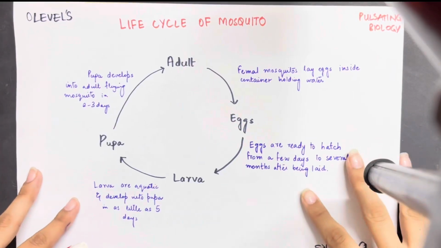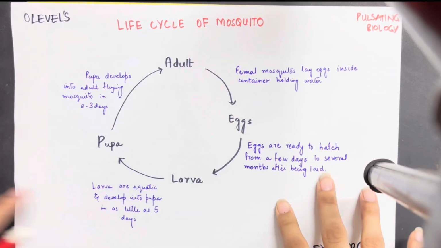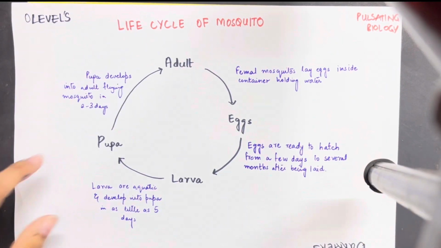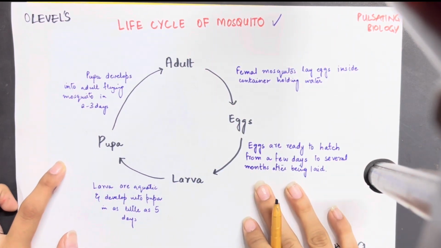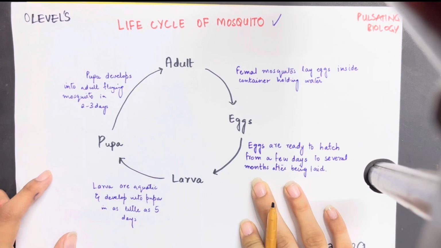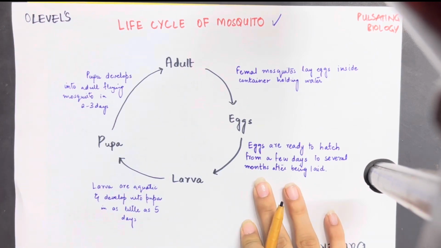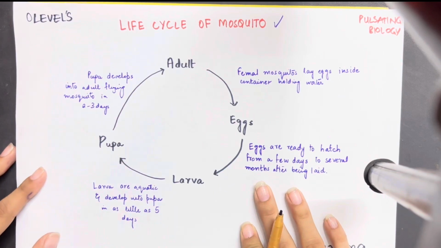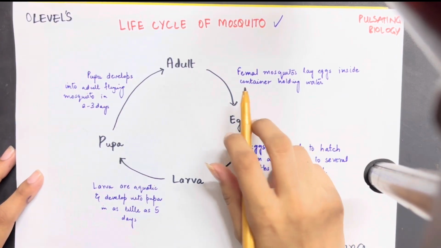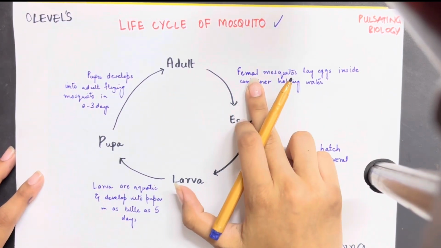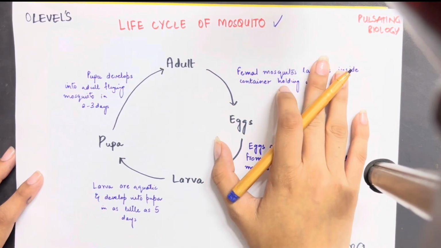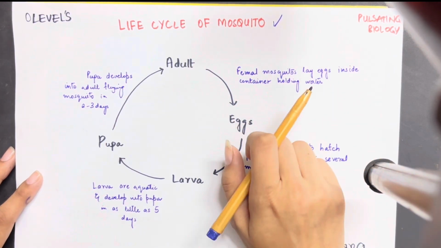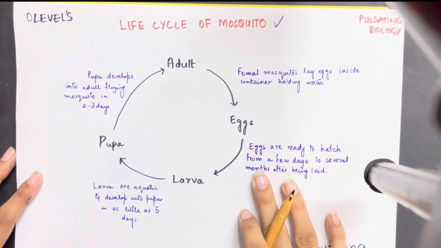Welcome to Pulsating Biology, and in today's video we are going to discuss the life cycle of the mosquito in order to understand malaria in much more detail. If you have not watched the malaria lecture that we have recorded, I would advise you to please watch that video first and then come on to this video on the life cycle of the mosquito. That will help you understand how the life cycle of the mosquito works and how we can control the cause of malaria. So let's talk about the life cycle of the mosquito.